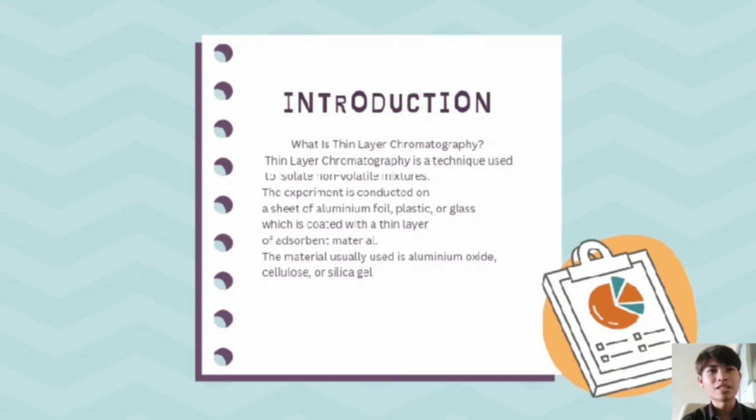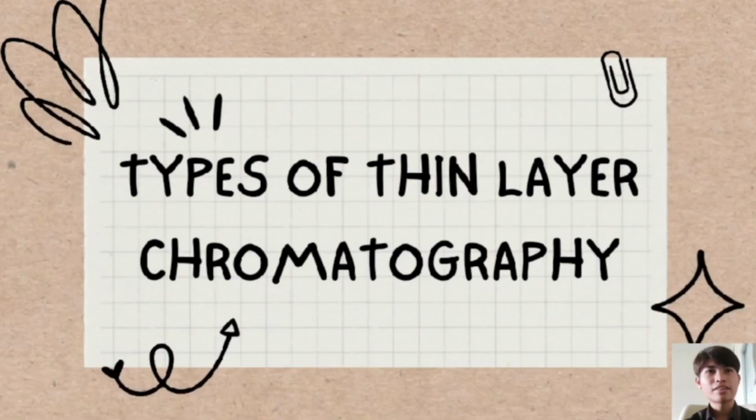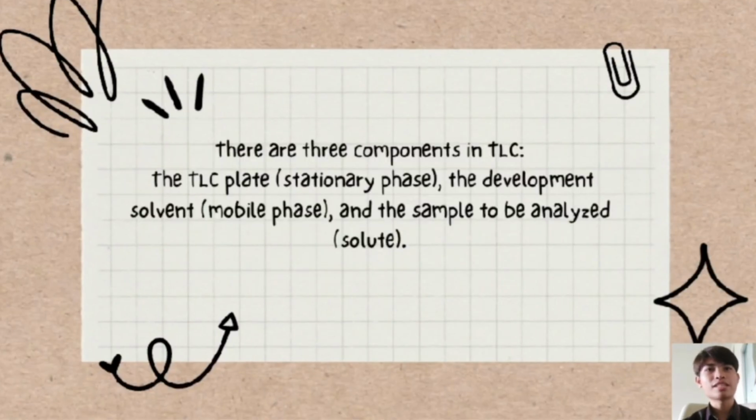This experiment is conducted on a sheet of aluminum foil, plastic or glass, which is coated with a thin layer of adsorbent material. The material usually used is aluminum oxide, cellulose or silica gel. There are three main components in TLC, which are the TLC plate, the stationary phase, the development solvent, which is a mobile phase, and the sample to be analyzed, which is the solute.